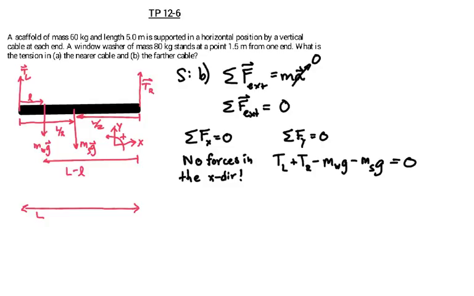The sum of our external forces in the y direction is equal to 0. So let's sum up those forces. We have the tension in the left cable, the tension in the right cable. We have the force due to the window washer on top of the scaffold, and the force due to gravity acting on the scaffold's center of mass. And that's all equal to 0. So we need the tension in the right cable, and that's just a matter of taking our 3 other forces and sending them over to the right hand side.